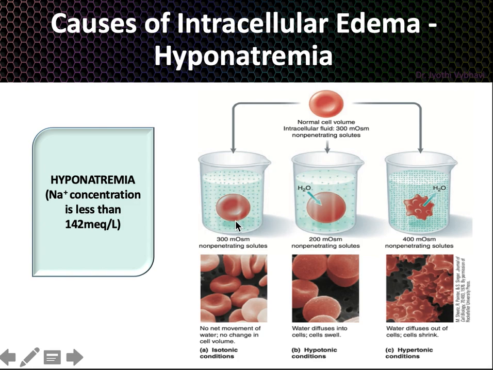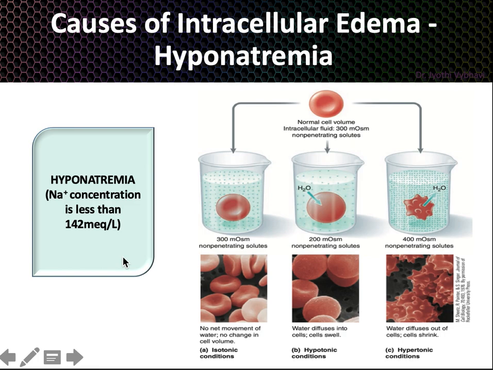Now, what if I take the same RBC and put it in a solution where the osmolarity is less, say 200 milliosmoles, whereas the red blood cell osmolarity is 300? Because the solute concentration is higher in the RBC compared to the outside solution, there is osmosis, water starts coming into the RBC, and the RBC starts swelling. The same thing happens when we have hyponatremia.